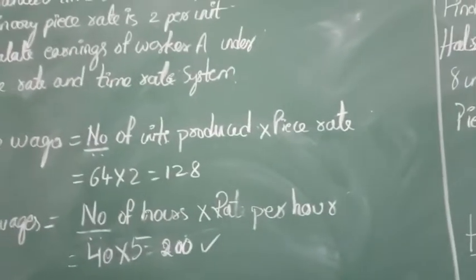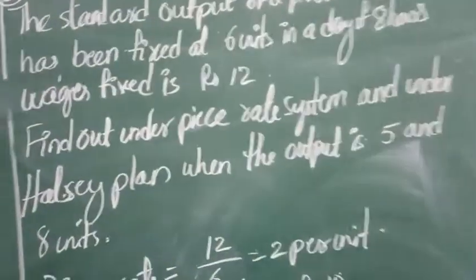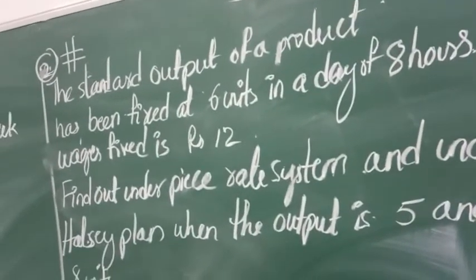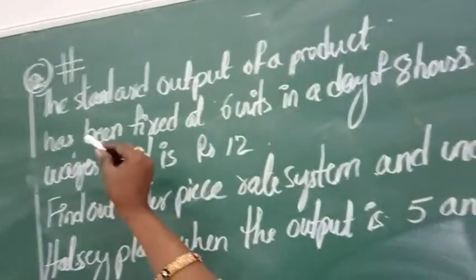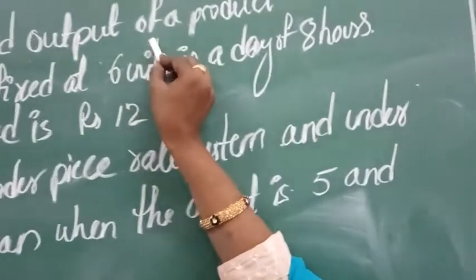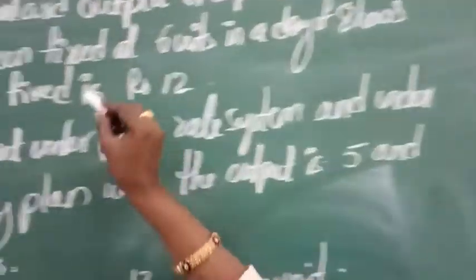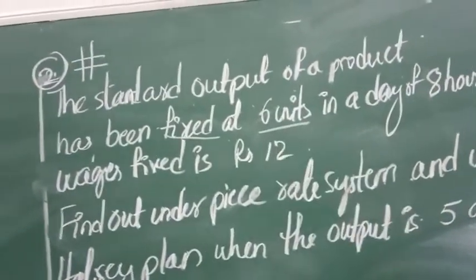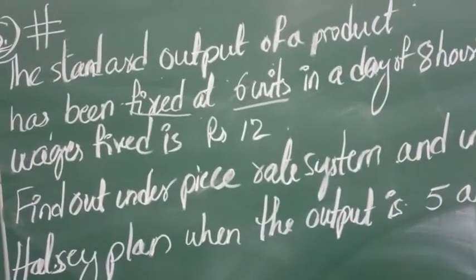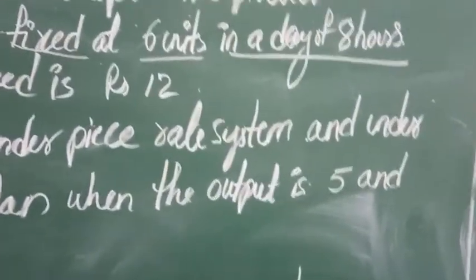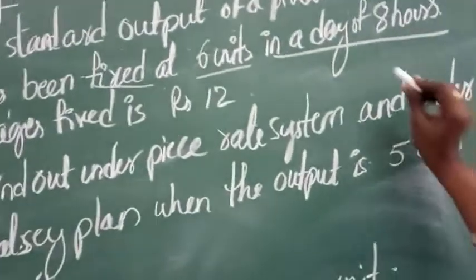So next we will go to the second problem. I wrote the second problem on the board for your sake, for all the third BCom computers. You can see it. The standard output of a product has been fixed at how many? 6 units. He is producing 6 units in a day of how many hours? In a day of 8 hours.